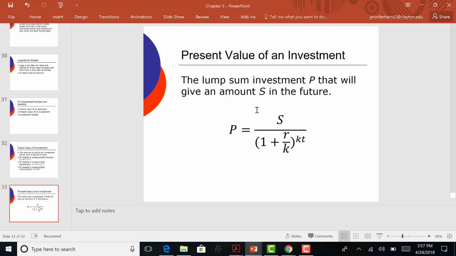How much am I going to need to put in the bank today? That's what this formula does. So how much money do you want to have in 5 years? 10,000. That goes right here. That's the sum of money that you want to have in 5 years. So if you want to have $10,000, you put $10,000 right here.